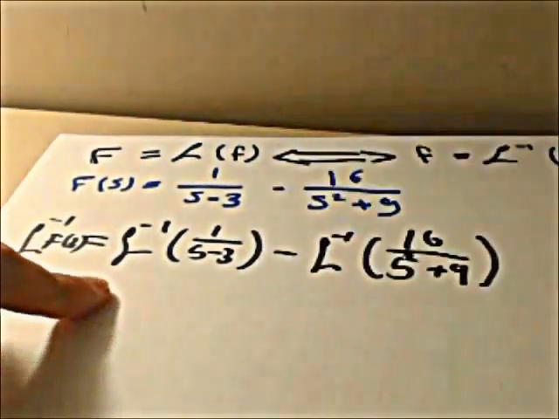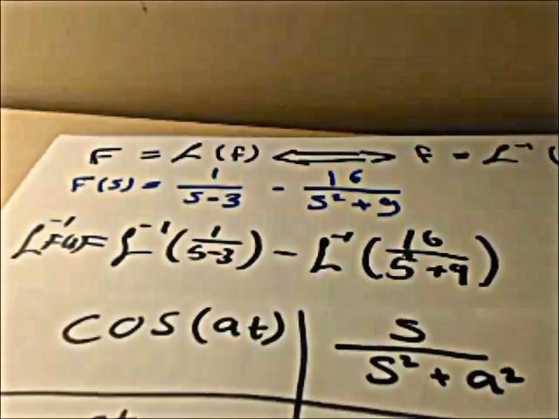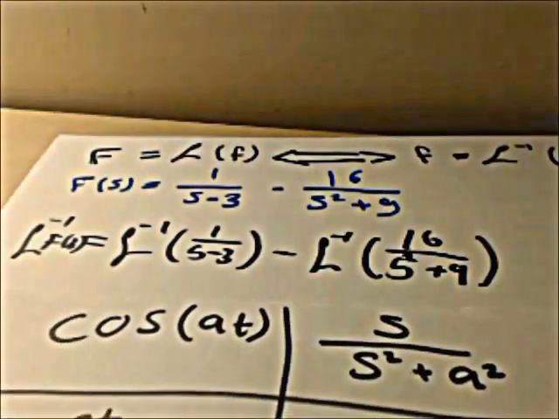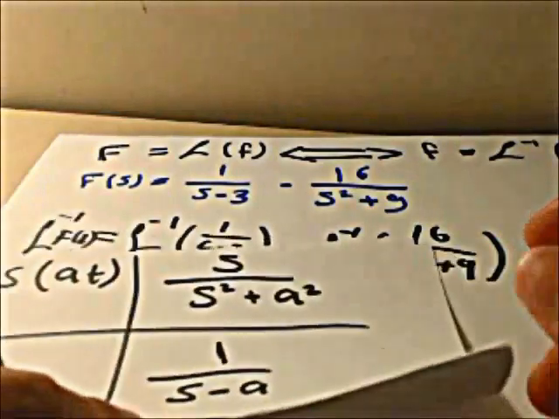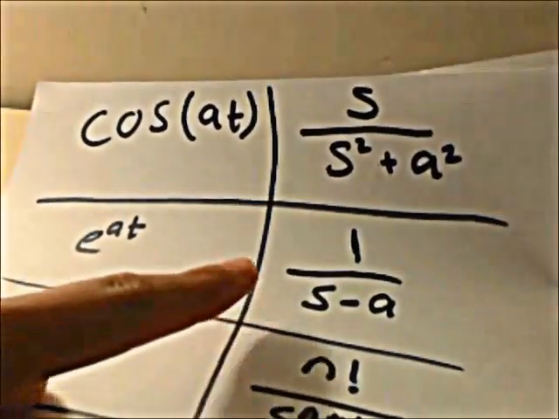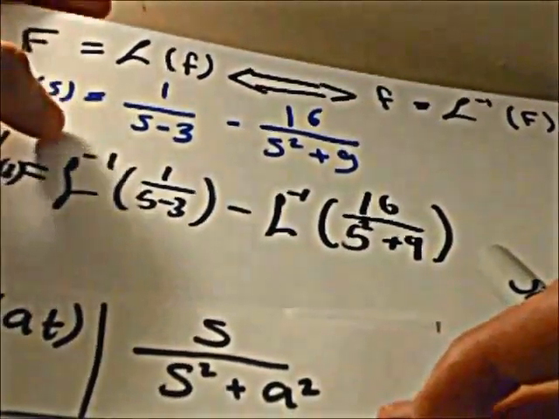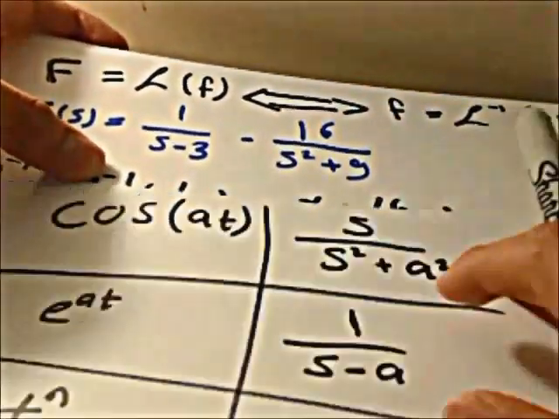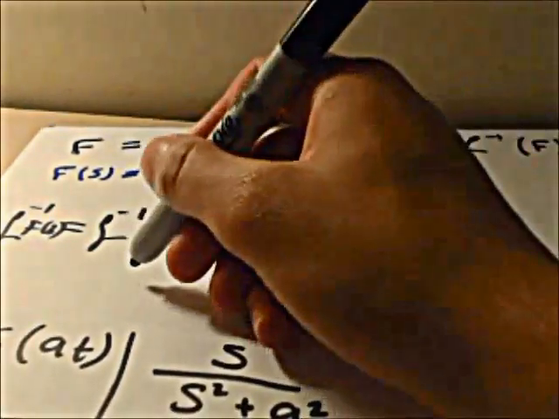For this we're going to have to consult our table. You usually have to use a table, you just can't memorize them all. So we look at this and see if anything matches up with a formula. Here we've got e to the power at equals 1 over s minus a. We have a really similar one, which is 1 over s minus 3. So 3 is my a, and the inverse of that is e to the power 3t.